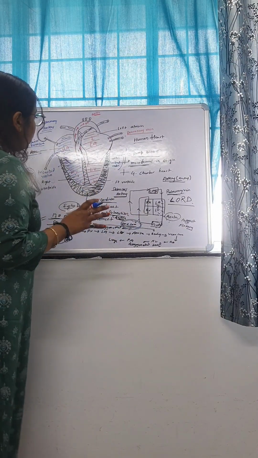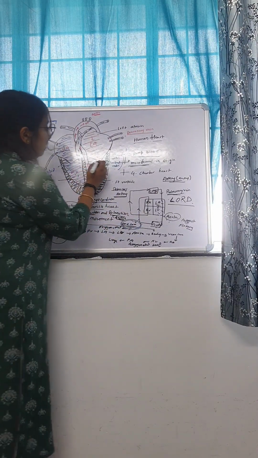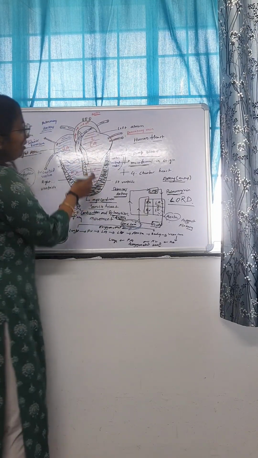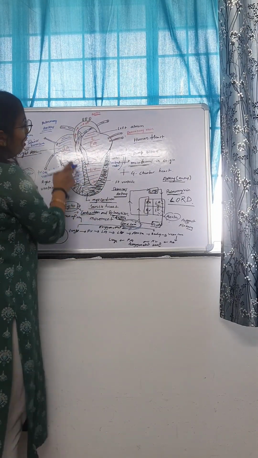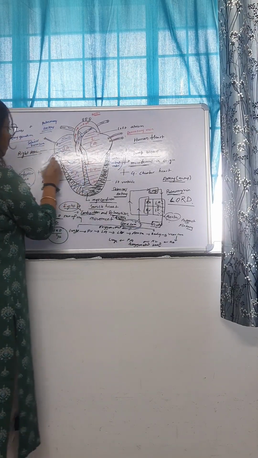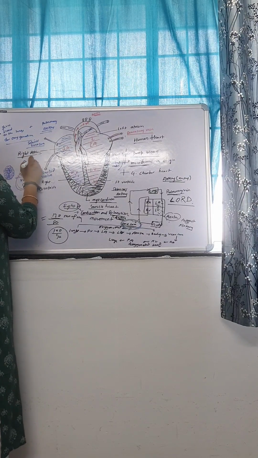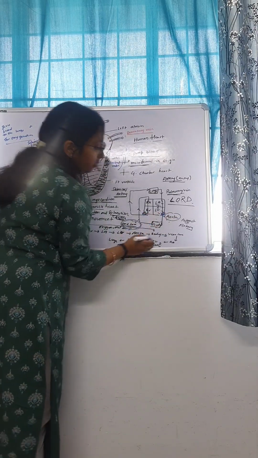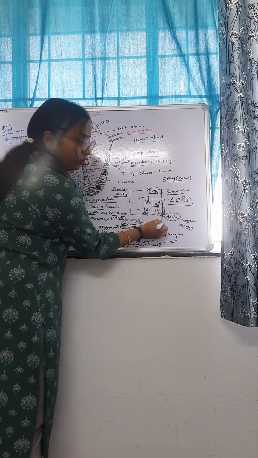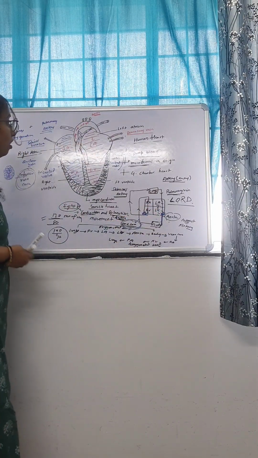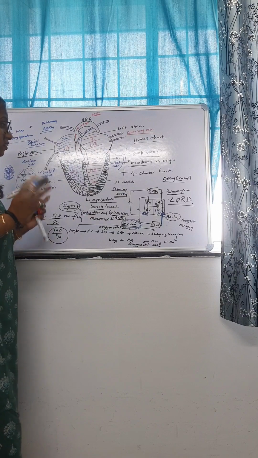Even in the opening of the aorta and in the opening of the pulmonary artery, there is a valve which is named the semilunar valve. You can understand it from here. There is a semilunar valve because once the blood comes into the aorta, it will not flow back into the ventricle.